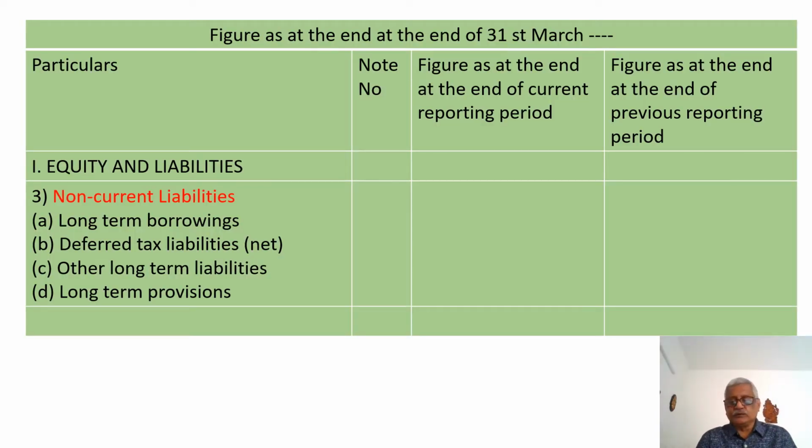In the balance sheet, this is the format that has been prescribed by the Companies Act 2013. The equity and liability side have first the shareholders' fund followed by non-current liabilities. It also has 4 columns: the first one being the particulars, the second the note, the third the current year's figures, and the fourth the last year's, that is, the previous year's reporting figures.